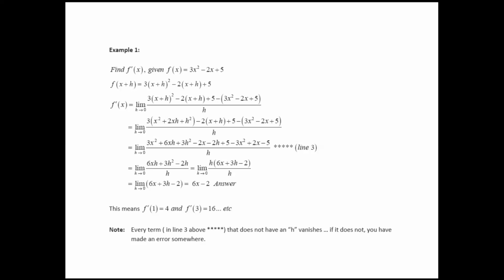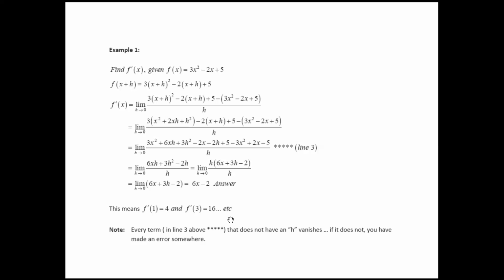That's the rate of change at any point on the graph 3x squared minus 2x plus 5. It's 6 times the x coordinate minus 2. So when x is 1, that'll be 6 times 1, which is 6 minus 2, or 4. When x is 3, this will be 6 times 3 is 18, minus 2 is 16, and so on.